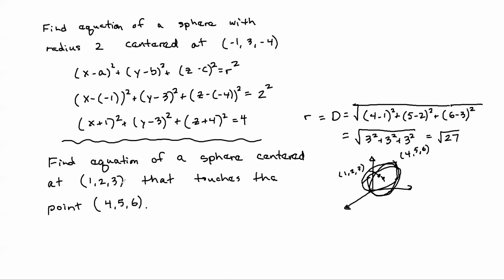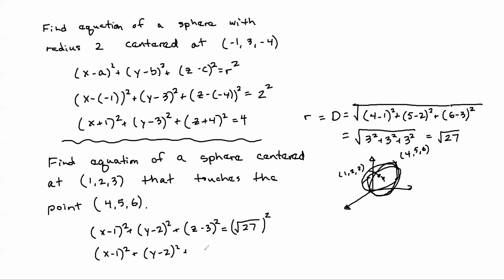And now to find the equation of the sphere, take the center and the radius and just plug it into the sphere formula. So we're going to get (x - 1)² + (y - 2)² + (z - 3)² = (√27)². And then we could simplify that. This is (x - 1)² + (y - 2)² + (z - 3)² = 27.